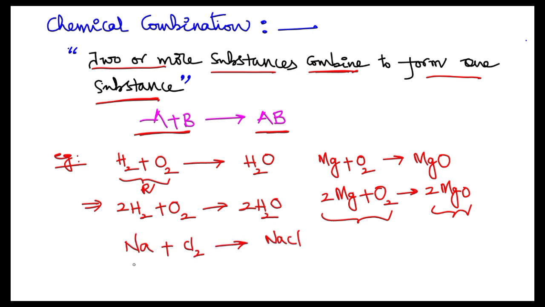Sodium plus chlorine combine to give sodium chloride. Here the reactants are sodium and chlorine, which are 2, and the product is sodium chloride, which is 1. If you balance it, it will be 2Na plus Cl2 gives us 2NaCl.